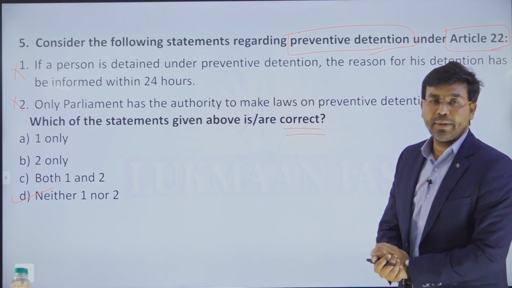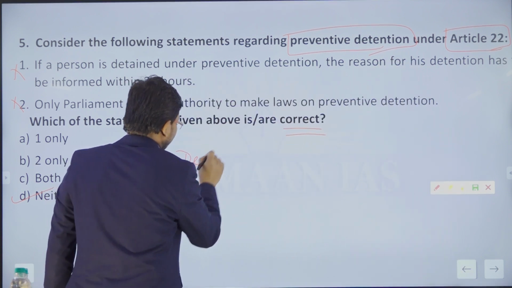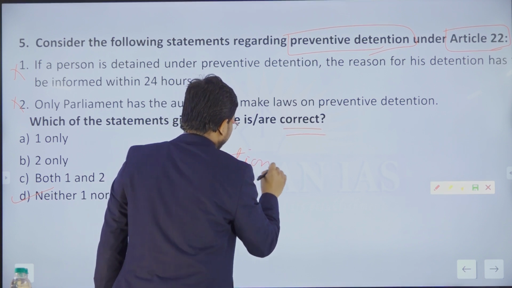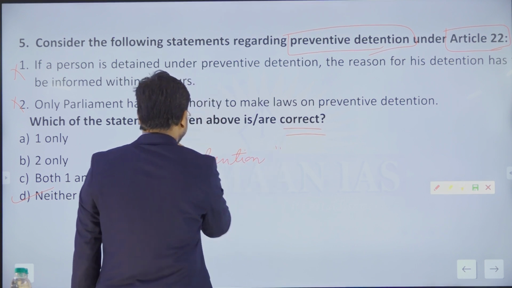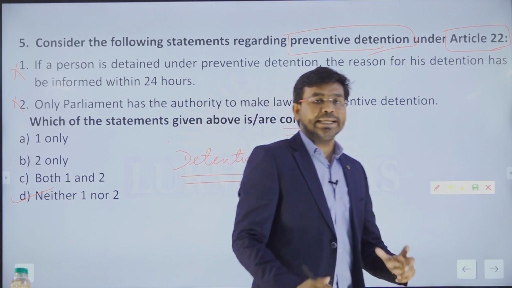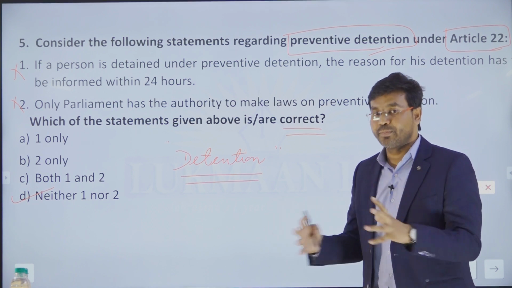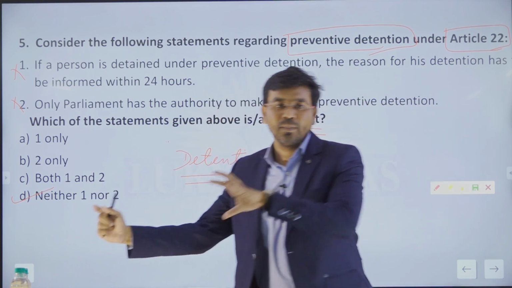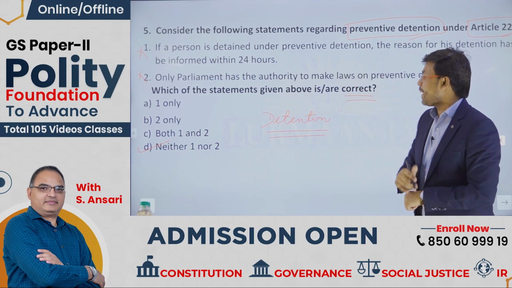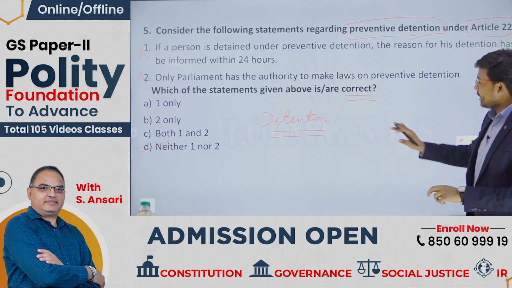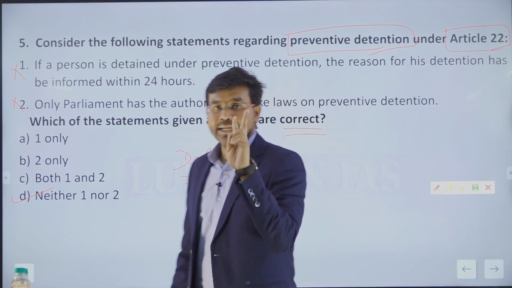So let me talk about what we mean by punitive and preventive detention. When we talk about detention, what do we mean by detention? Detention means taking into custody through legal means. It means that if police arrest someone and put them into jail, or behind the bars, that is known as detention. Detention means arresting and keeping someone behind the bars in a lawful manner. That is detention. There are 2 types of detention.